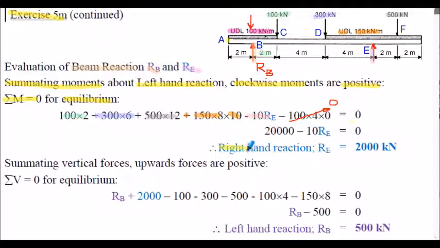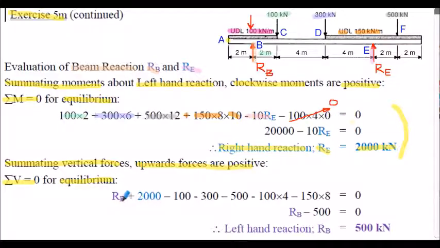Evaluating, we find the right-hand reaction, RE, is 2,000 kilonewtons. I'd encourage you to check that for yourself. This is reaction RE. To find reaction RB, we'll simply summate vertical forces. Upward forces are positive, so summation of all the vertical forces must equal 0 for equilibrium.